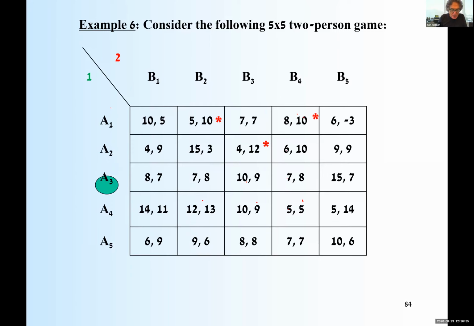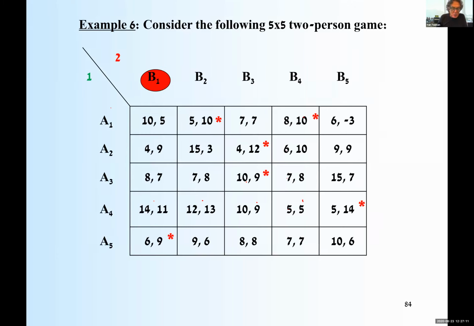What happens if I go A3? I compare 7, 8, 9, 8, 7. 9 is the best reply, I designate the 9. If I play A4, what is the best reply strategy of 2? Is to go B5 to get 14 and not 5, 9, 13, 11. If I go A5, the best reply strategy of player 2 is to go B1 to get 9 and not 6, 8, 7, 6, which are less. Very good. Now I move to player 2.